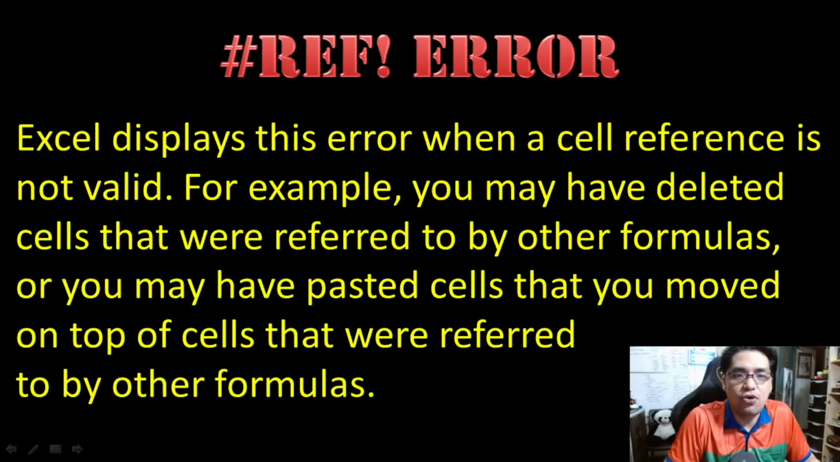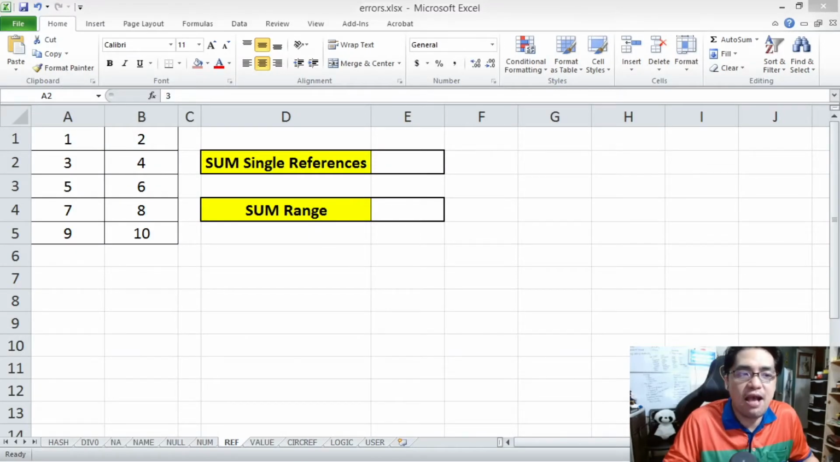Next, the ref error or the reference error. Excel displays this error when a cell reference is not valid. For example, you may have deleted cells that were referred to by other formulas, or you may have pasted cells that you moved on top of cells that were referred to by other formulas. Once again, the reference error happens when the cell reference is not valid because you deleted the cells, because you cut and paste to overwrite certain cells.